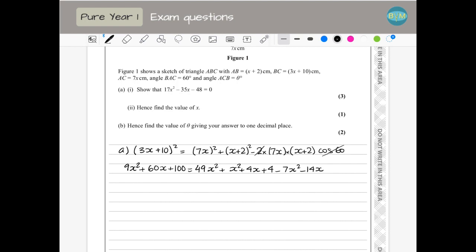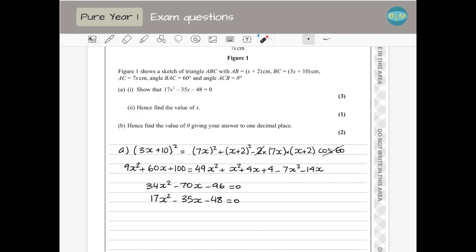And now we reorganize. So we are going to put everything on the right, so we have the x squared positive. So we have 49x squared minus 7x squared minus 9x squared is 34x squared. Then x, I have 4x minus 14x minus 60x is minus 70x. And I have plus 4 minus 100, minus 96. And now I can simplify. So divide by 2, I have 17x squared minus 35x minus 48 equals 0, which is what I need to prove. So that's the first part.